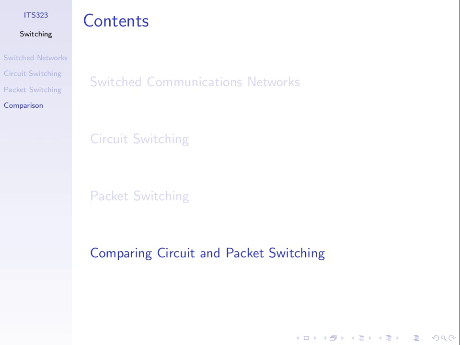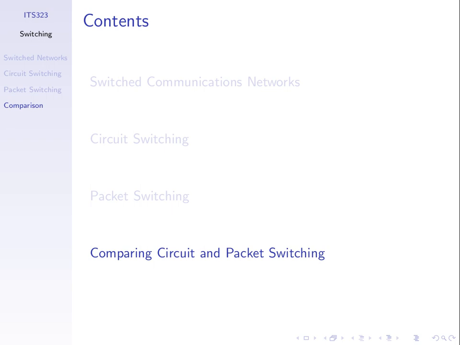Packet switching tries to overcome that by allowing the unused capacity to be used by others. We do that by breaking the data into packets. In packet switching we had two types: datagram packet switching and virtual circuit packet switching.